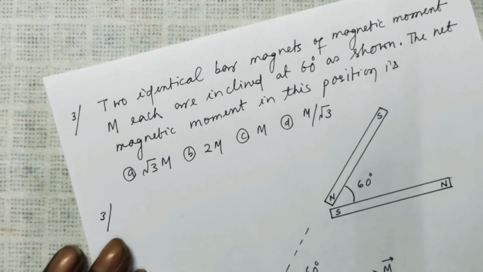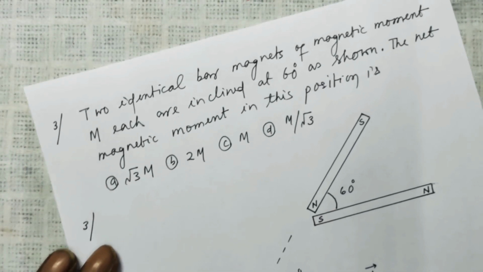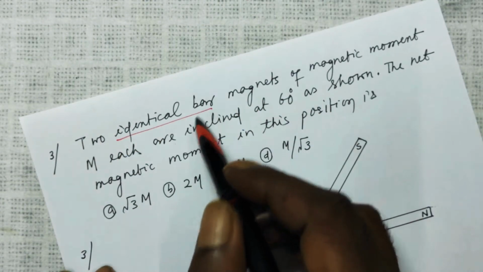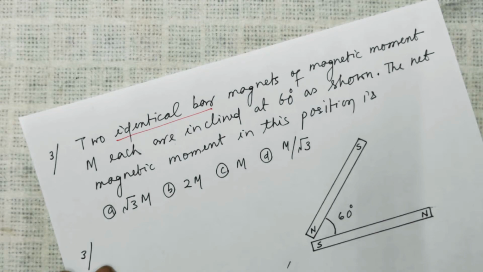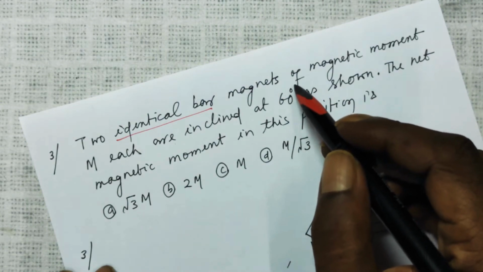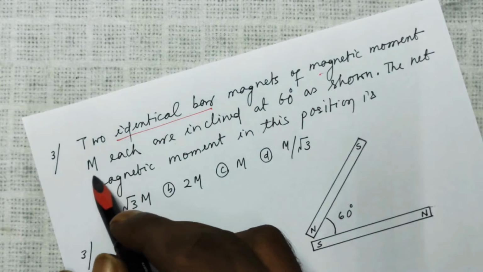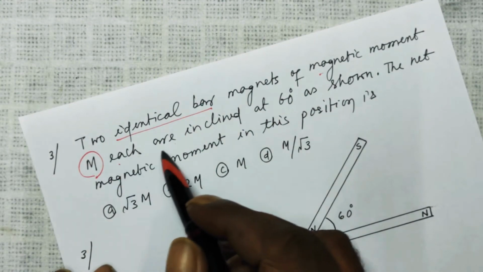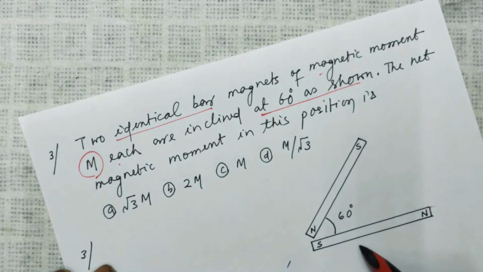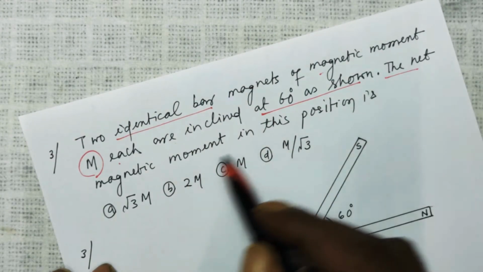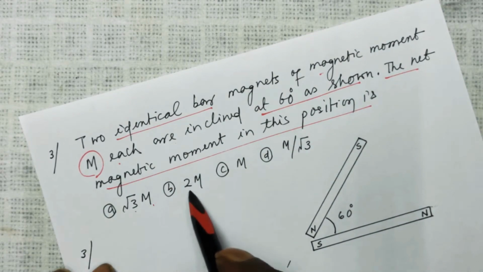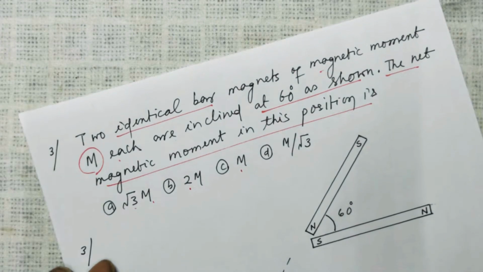Then let us go to the third one. Very simple. Two identical bar magnets. Identical means same length, same pole strength. Bar magnets of magnetic moment M. Each has magnetic moment M. Each is inclined at 60 degrees as shown in the figure. The net magnetic moment in this position is how much? Whether it will be √3 M or 2M or M by √3.